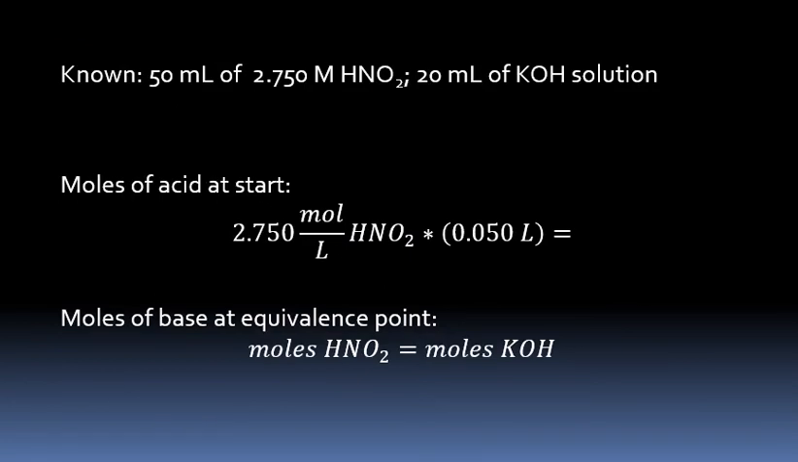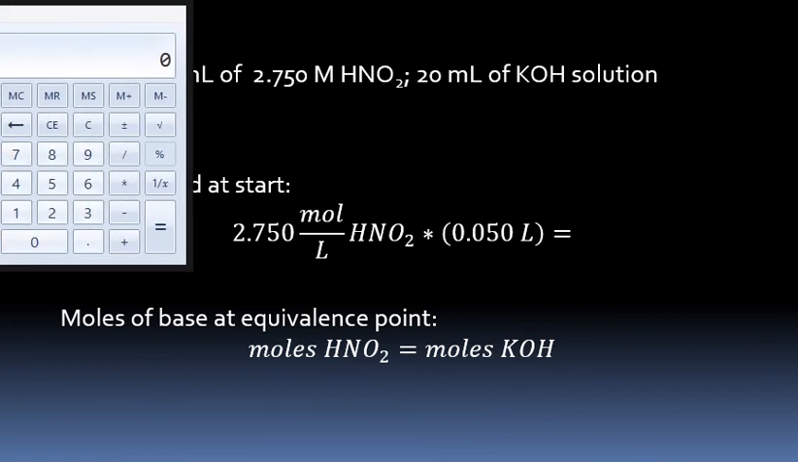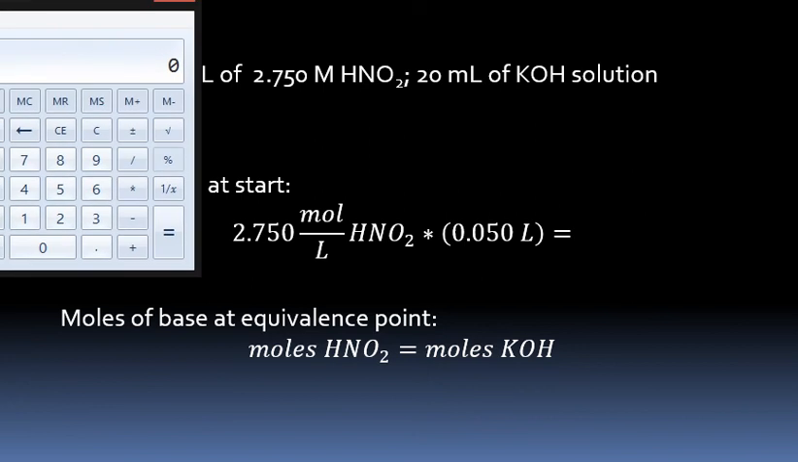Well, let's start out with what we know from the word problem. We know that essentially we started out with 50 milliliters of a 2.750 molar nitrous acid solution. And in order to reach true neutralization or full titration, we had to add 20 milliliters of our KOH solution. So the first thing we can do is simply calculate the moles of acid we start out with. And that's effectively just taking the concentration of the acid multiplied by the volume in liters of how much we start out with.